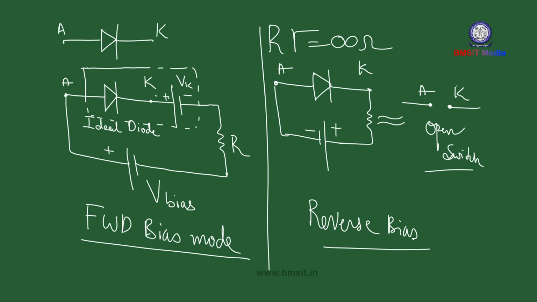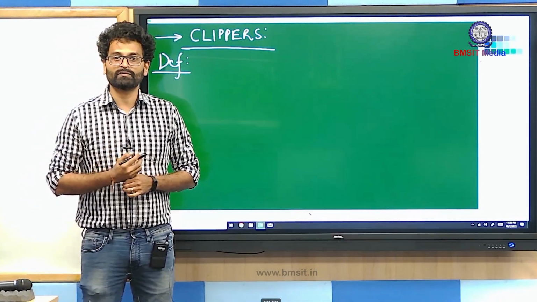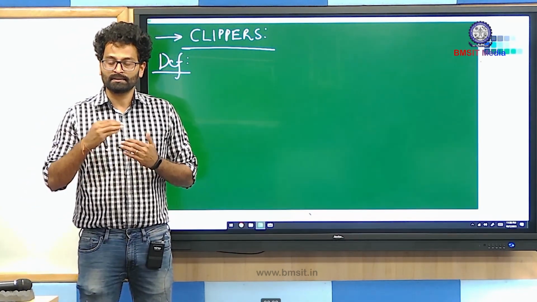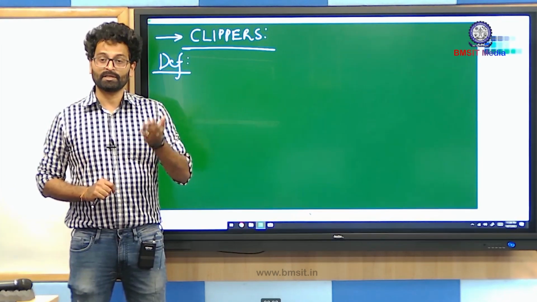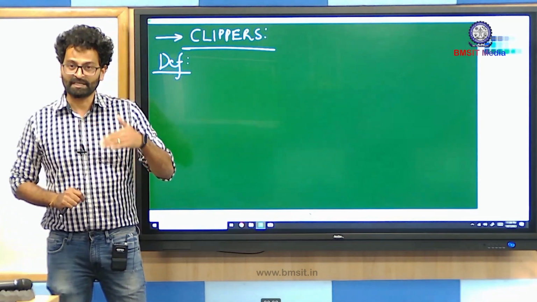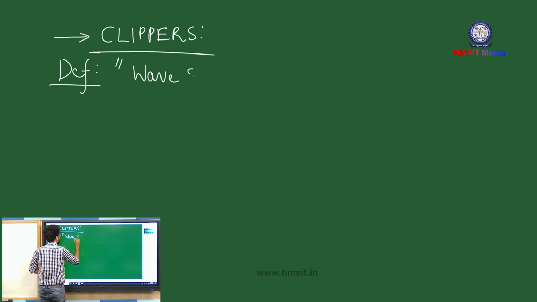So now let us get into the clipper circuits. So first let us take the definition. So clippers are nothing but wave shaping circuits. Using clippers, we will be able to shape the incoming signal. That means if you want to remove a certain portion of the positive half cycle, then you can use a clipper. Similarly, you can use a clipper to shape the negative half cycle of the input signal. So broadly, you can call clippers wave shaping circuits.